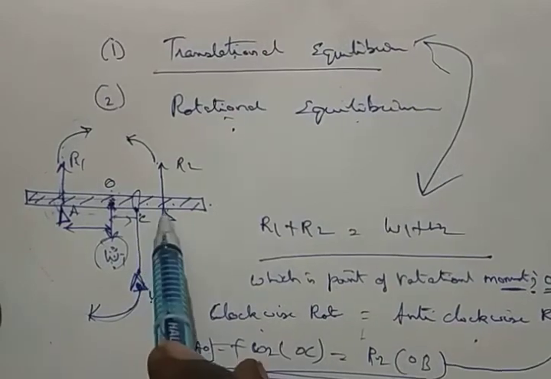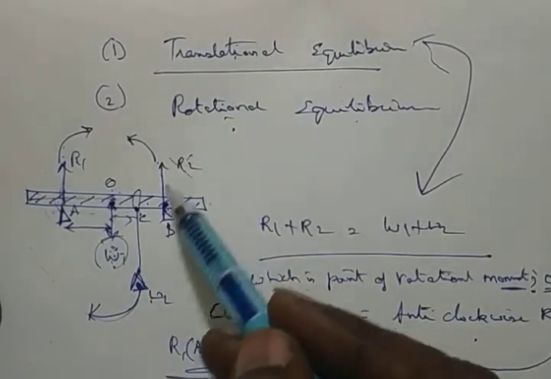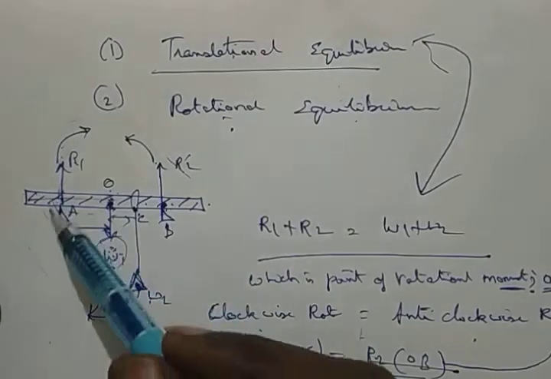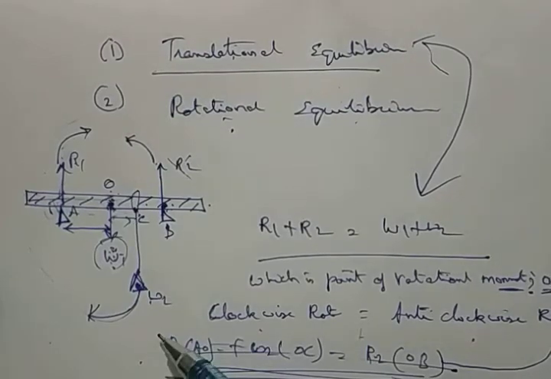Now you can say, sir, why can't I have B as a point? Can I do that? Yes, you can have B as a point. Then R2 will never appear here. Which will appear? R1 will appear. W will appear. W2 will appear. No problem. You can go ahead.